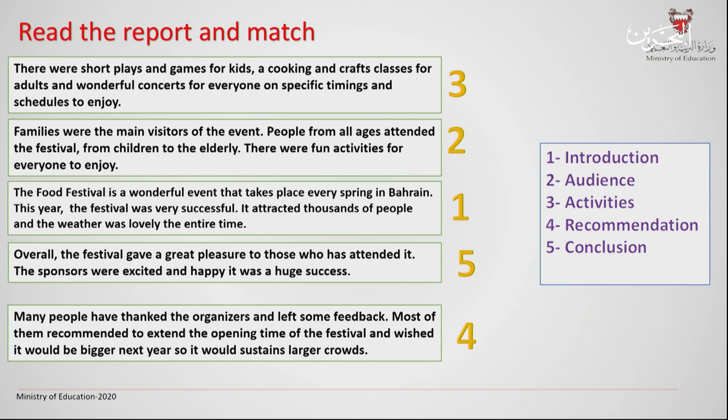Very good. So the first box is what? Activities. And how did we know activities? Because we mentioned here some of the activities like plays and games for kids, wonderful concerts, all of them are activities. Two is what? Audience. And how did we know audience? Because we mentioned here families, people from all ages, and children.